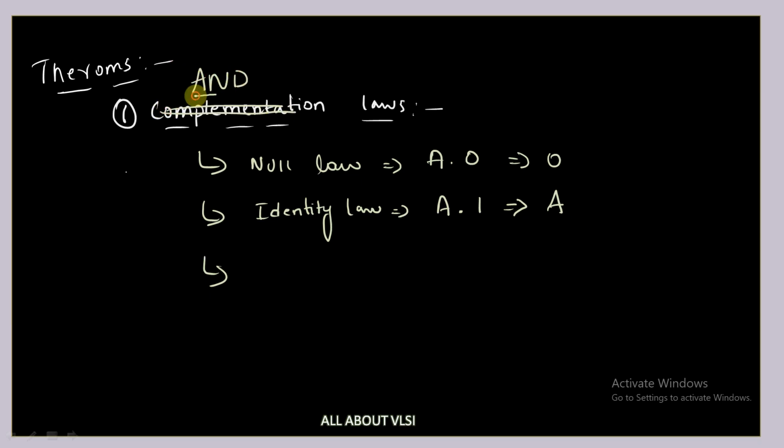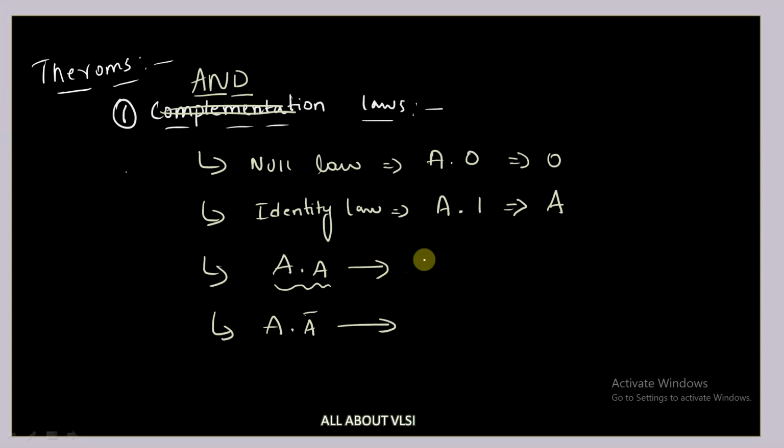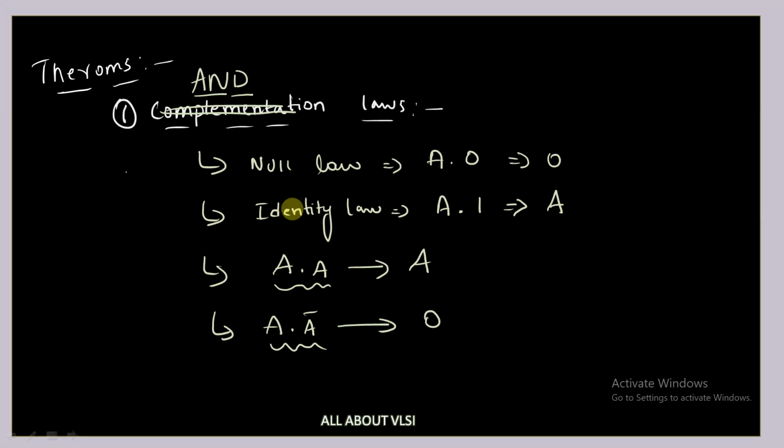Okay, so what I'm writing is AND laws. If we multiply a and a, and if we multiply a and a bar, what is the result we are getting here and here? Can anyone tell me what is the result? A dot a. Exactly, a. And what is a dot a bar? It is 0. Okay, exactly correct. So these are nothing but your AND laws.